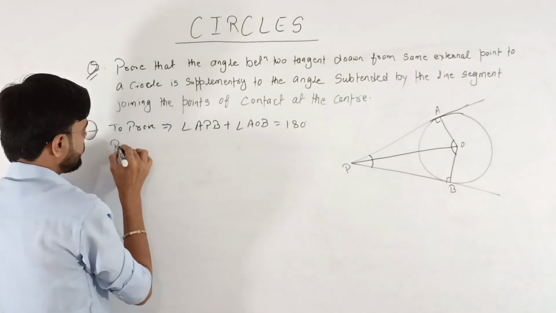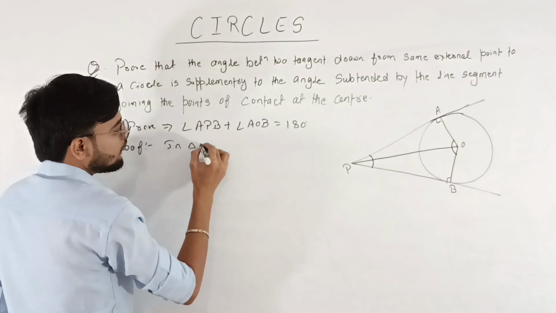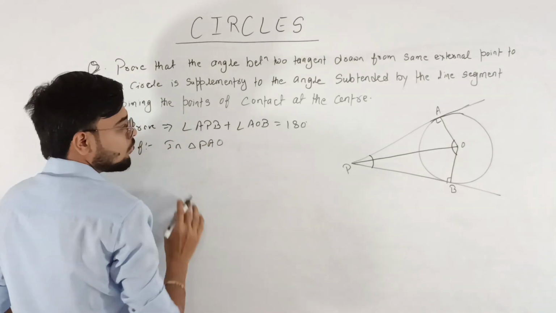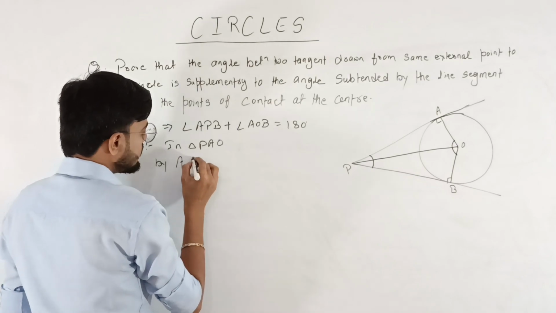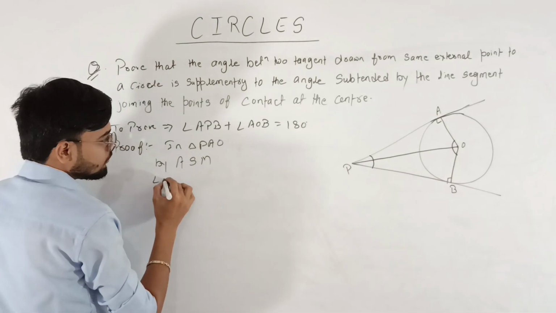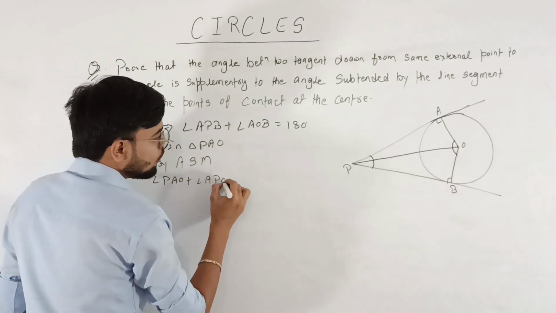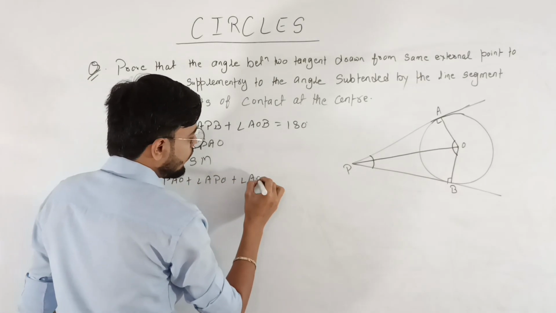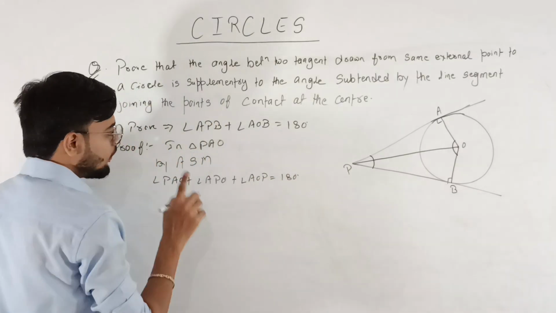Okay, in triangle PAO, by ASM, which is angle sum property, I write angle PAO plus angle APO plus angle AOP is equal to 180 degrees. Sum of all angles of a triangle is 180 degrees.